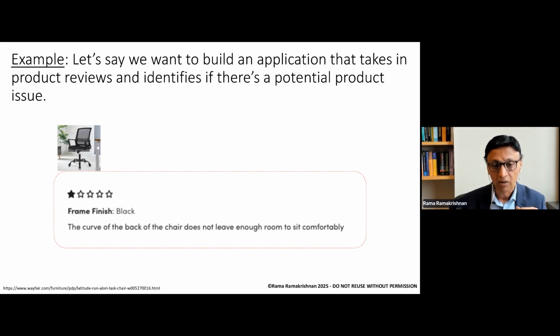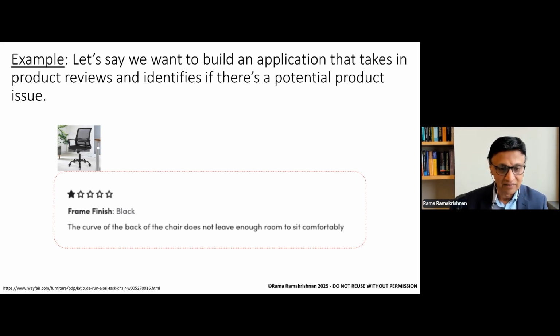Now, to do this back in the day with traditional machine learning, you'd probably have to collect 5, 10, 20,000 reviews. Then you would have to manually label each one as either containing a defect or not. And then you would train a traditional machine learning model on this labeled data, and then you would deploy this model. But now, using LLMs, this actually becomes dramatically easier.